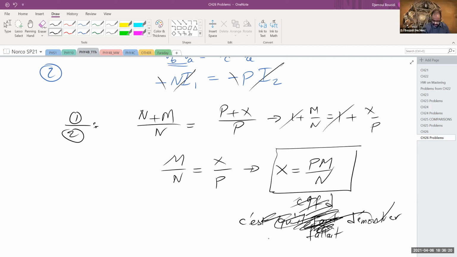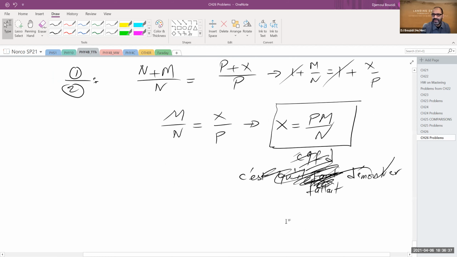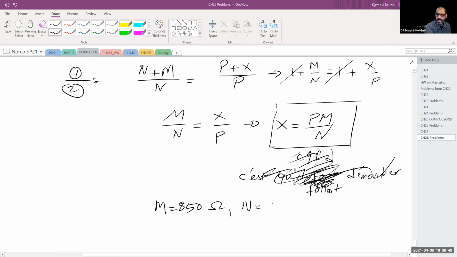Show that X is equal to MP divided by N, and that is exactly the same expression, PM divided by N. Here is another thing that you're going to also remember when you're doing exams, okay? It's very important. If the galvanometer shows zero deflection, when M is equal to 850, so they gave you M is 850 ohms, and N is equal to 15 ohms, okay.